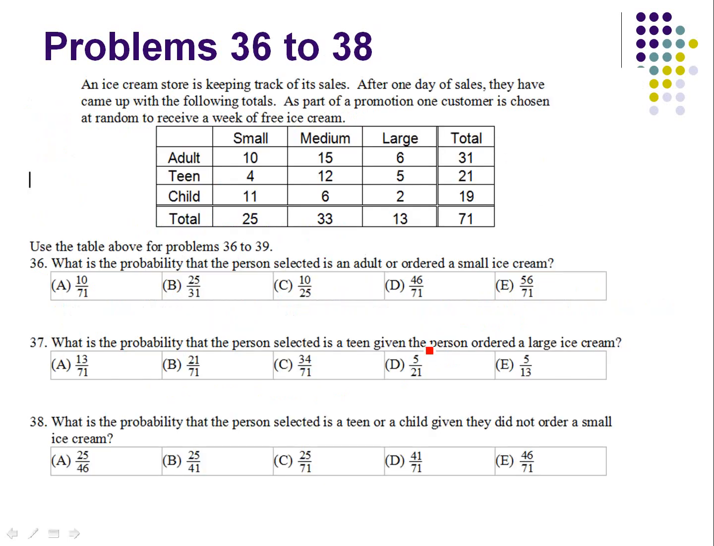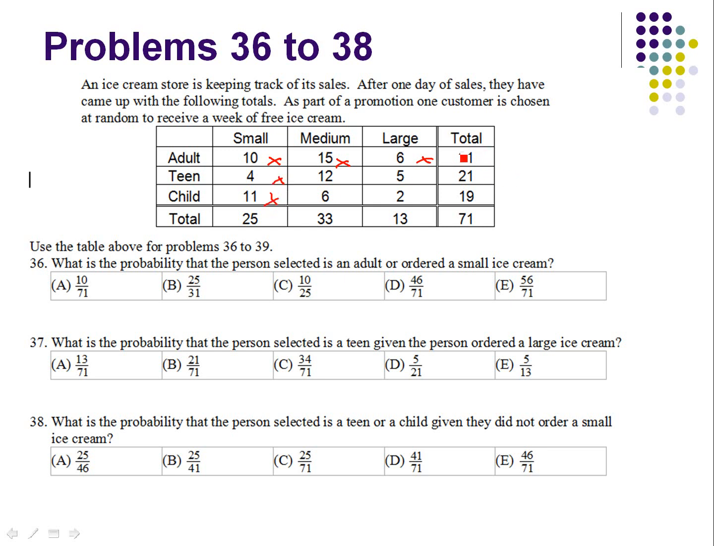Okay, problem number 36 to 38. These are all dealing with the probabilities. So we have our table values for the promotion that they have for the ice cream shop. And we want to, first of all, what's the probability that the person selected is an adult or ordered a small ice cream? So I'm going to take every one that's either adult, that's this one, or ordered a small ice cream.